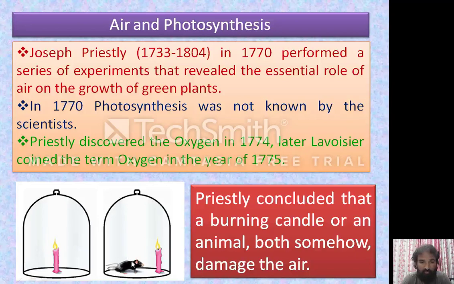So what will happen? The candle goes off and the mouse dies. From this set of experiments, Priestley concluded that a burning candle and an animal both somehow damage the air. Due to the burning of the candle, it releases some gas, and the breathing of the animal also releases some gas. That gas reaches the air and can damage it.